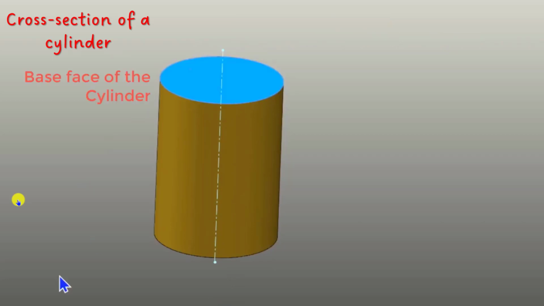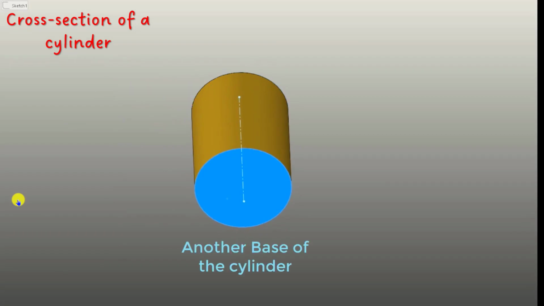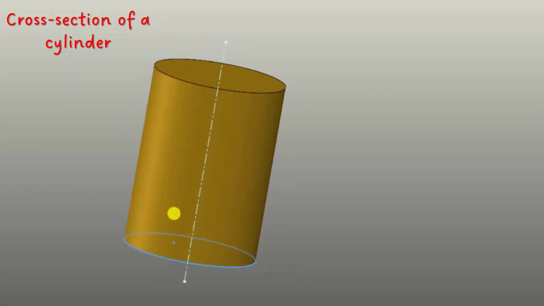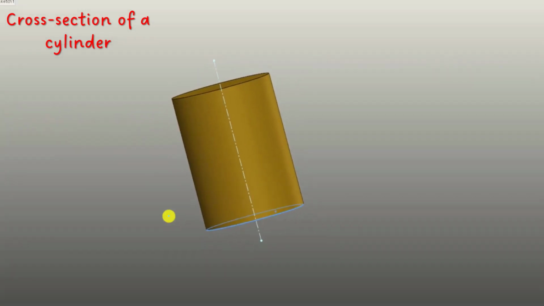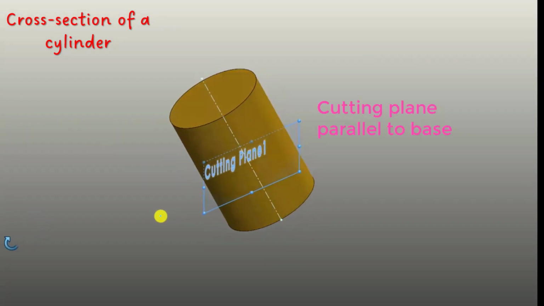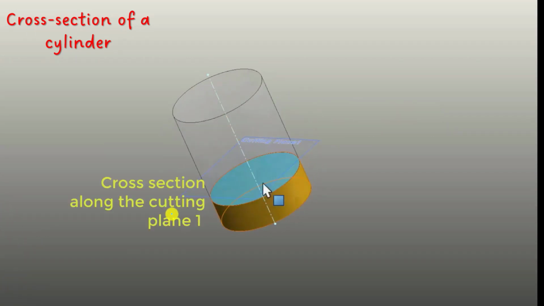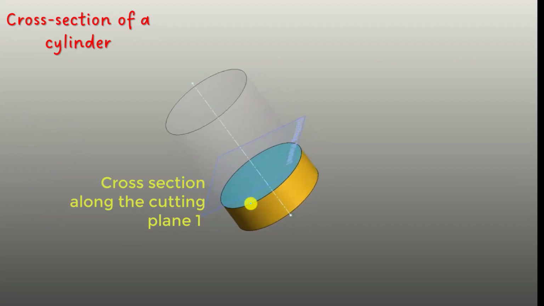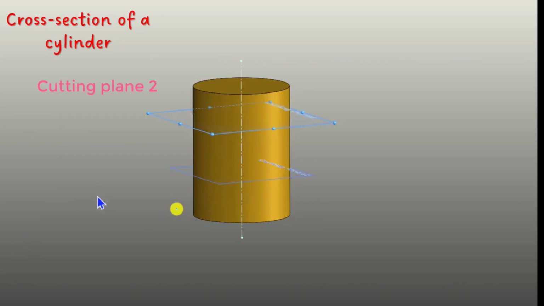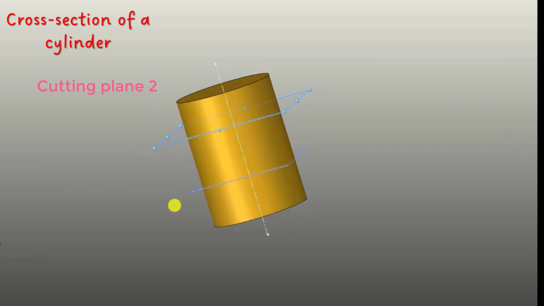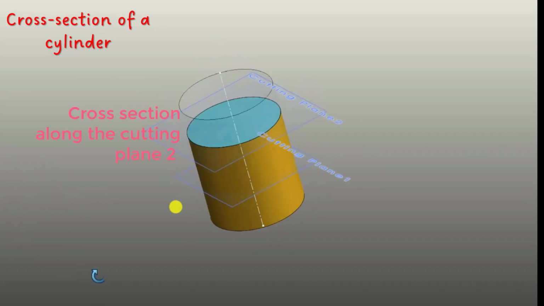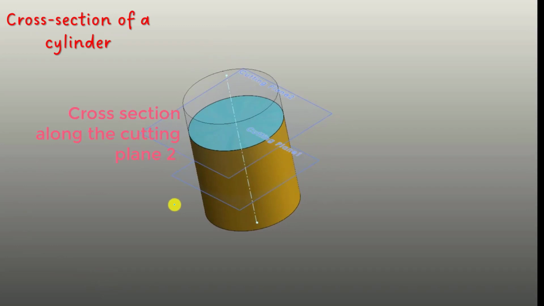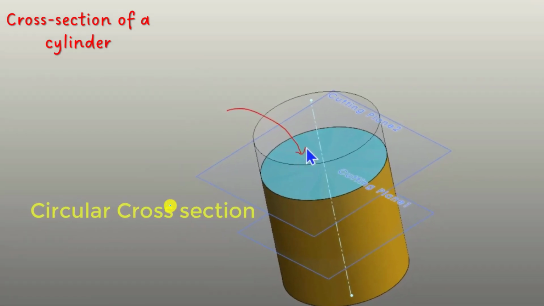and this is one of the base faces of the cylinder. This is the face opposite to the previous face or previous base. And if we consider a plane perpendicular to the axis and cut the cylinder, then you will get a section which is a circular section, and this is the cross section along the cutting plane. So this is plane number 1. Now if we consider a second cutting plane and cut this cylinder, you will again get a circular cross section of the cylinder. So the cross section is the same circle as the base of the cylinder. This is the circular cross section of the cylinder.